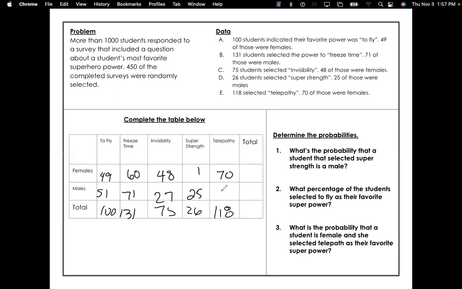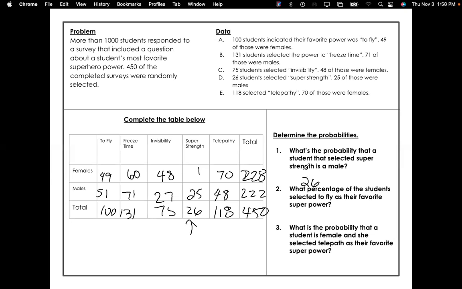Okay, 118 minus 70 gives me what? Then I'm going to add all this up. Tell me what you get. 228. And then what's the next one? 222. And then 450. Ta-da!